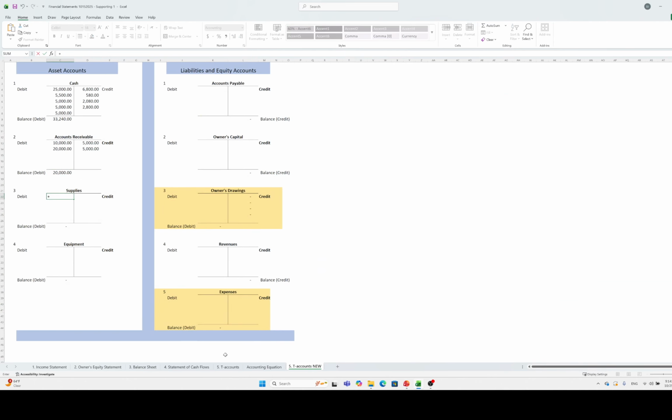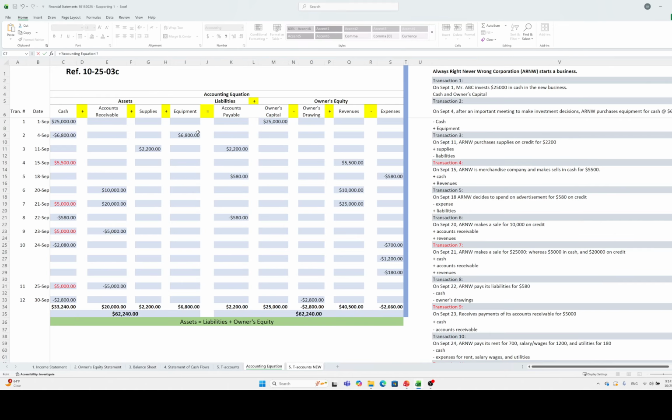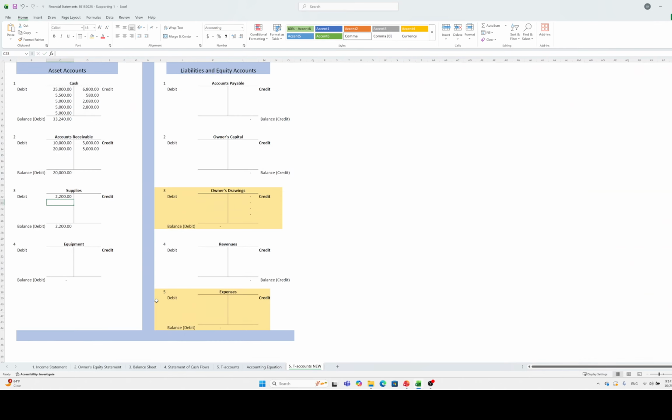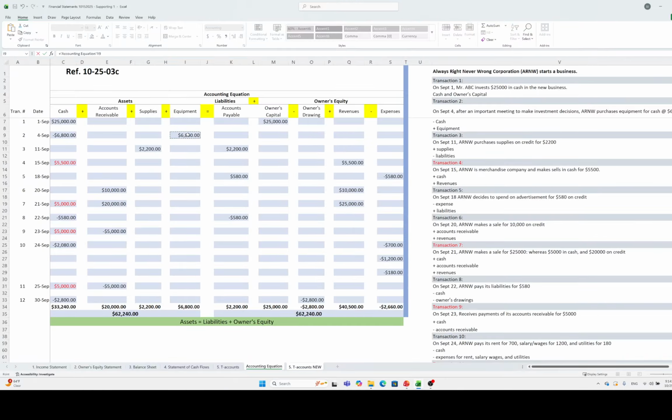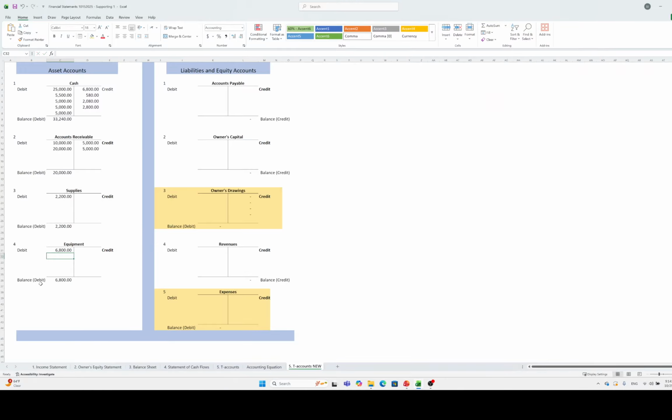Then we've got supplies. Supplies is also an asset account. We've got only one transaction, so we bring that one in. That's it. It has a balance of $2,200. Then we've got one transaction on equipment, $6,800. It has a balance of $6,800. That's it.